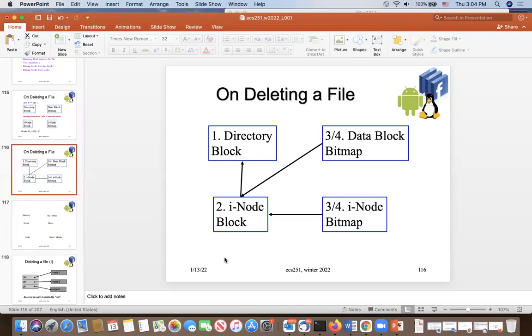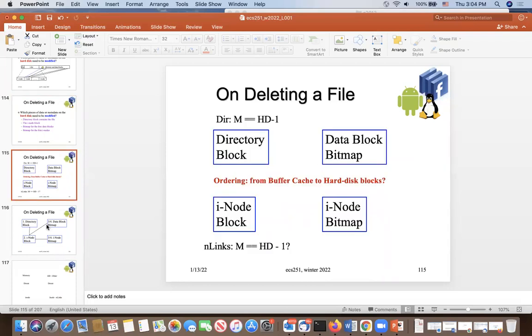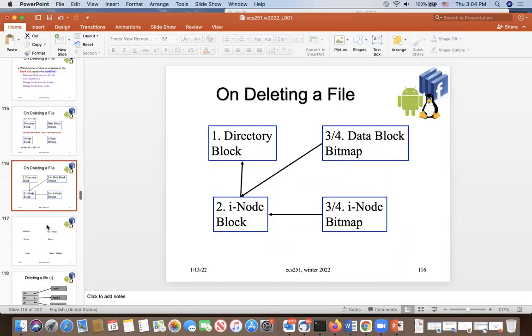Oh, but that discussion was not about creating the file? No, the discussion was about deleting a file. Oh, okay. Did I say deleting a file? Yeah, this is deleting a file.